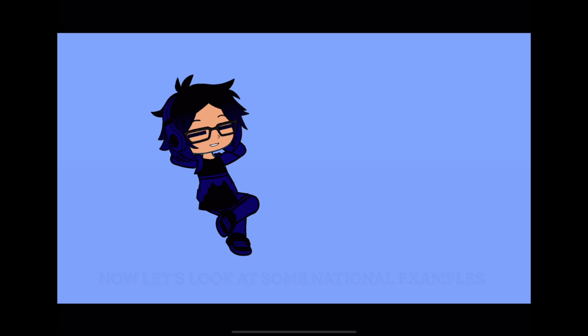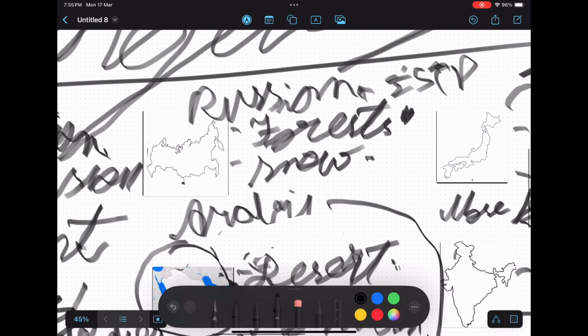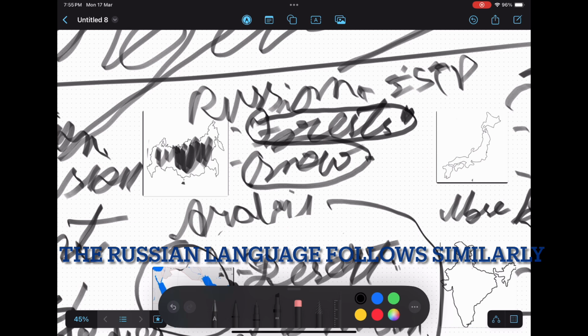Now let's look at some national examples. Russia, with forest and snow and ice, steppe-like culture. The Russian language follows similarly.